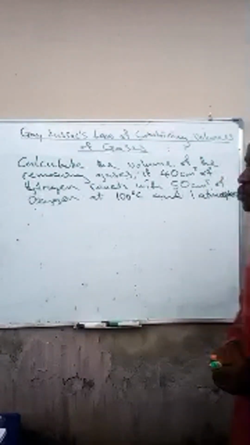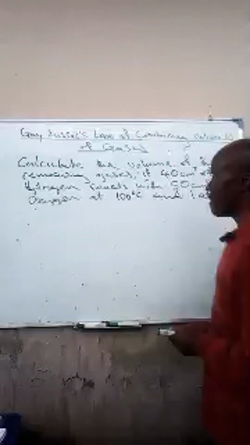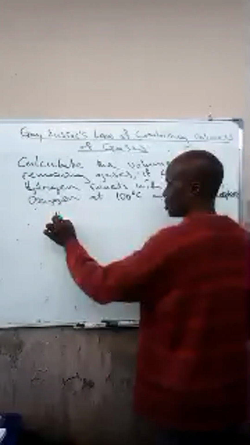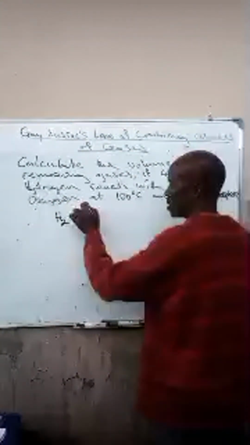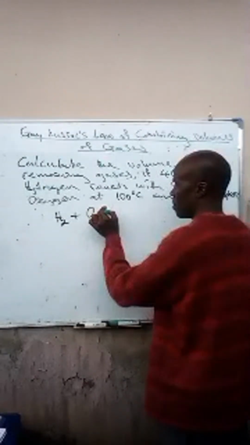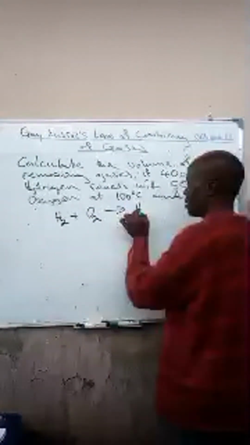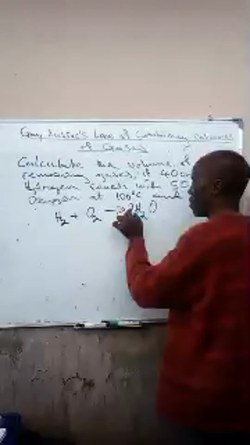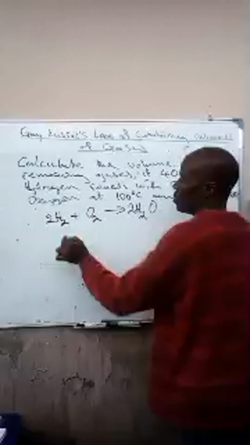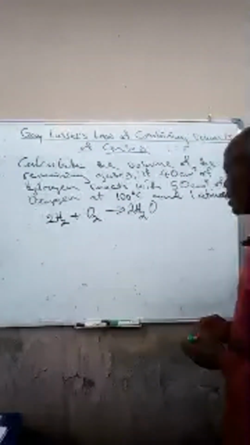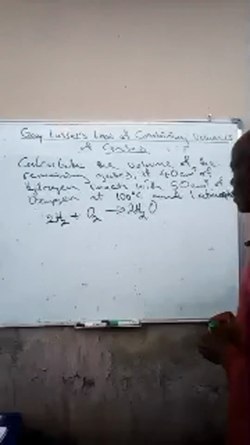Now, before you can solve this problem, the first thing you do is to write the balanced chemical equation. In some cases, the equation will be given to you, and in some other ones, they may not give you that. So here, this is a balanced chemical equation of what we are talking about.